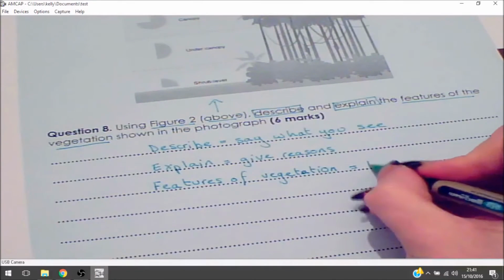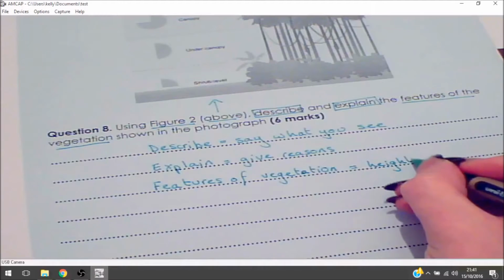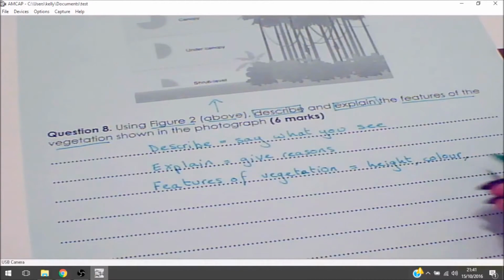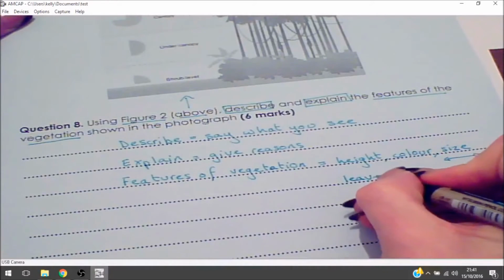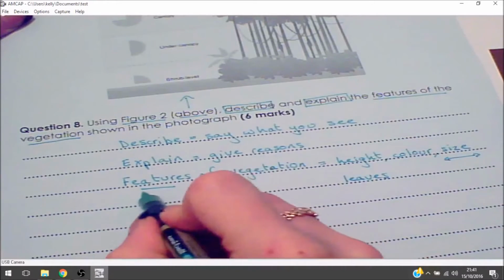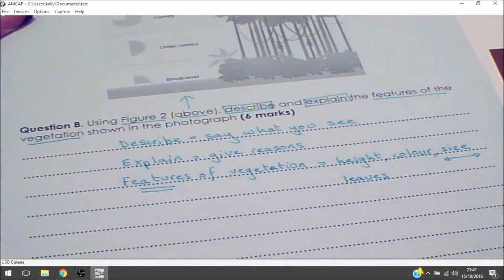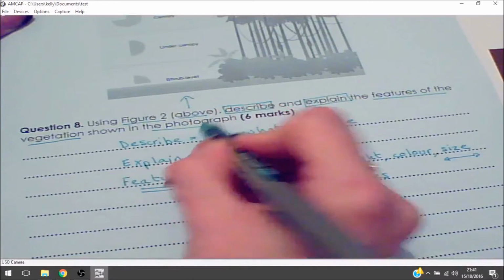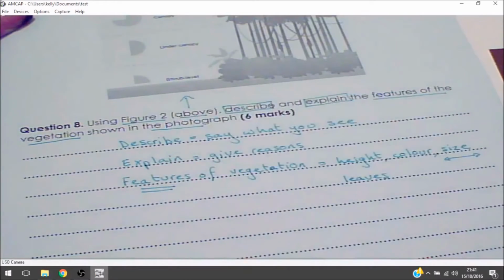could we talk about height? Could we talk about colour? Could we talk about size in terms of width, so how thick the trees are? Could we be talking about the leaves? These are the specific features it wants you to refer to. Now again, it wants you to refer to the features shown in the photograph, so again the photograph above you.